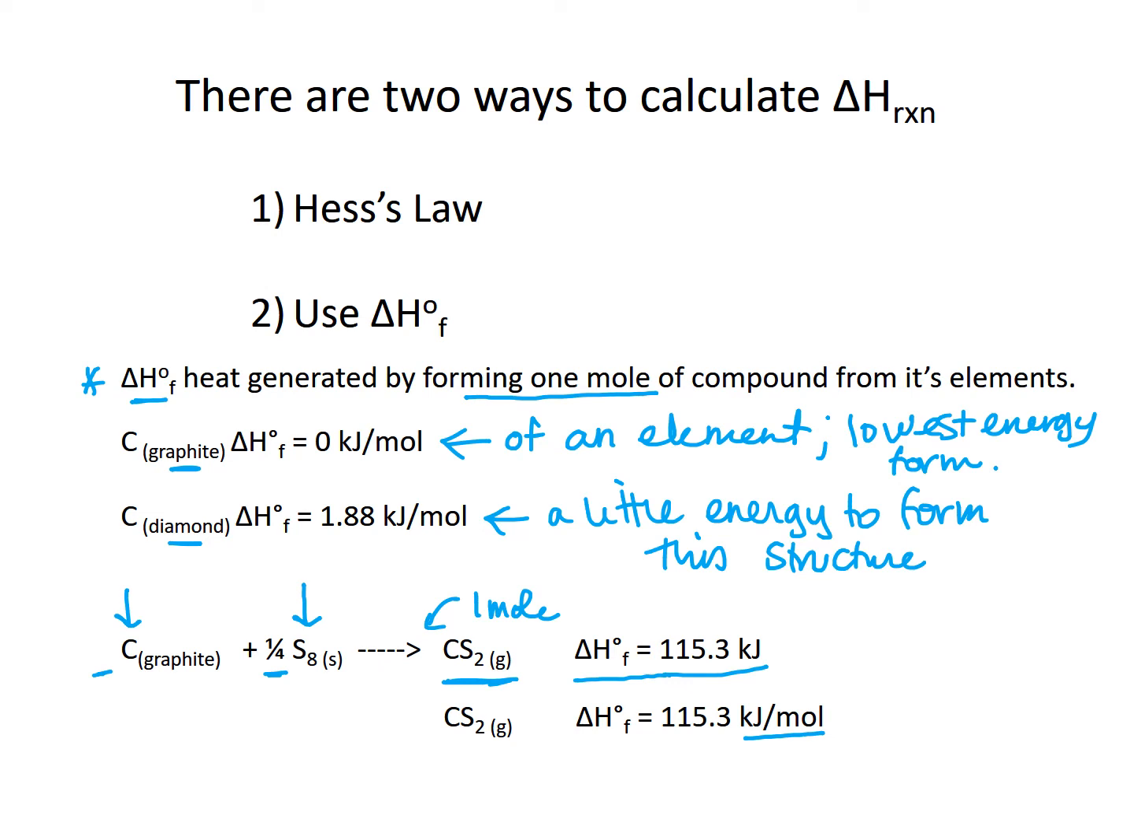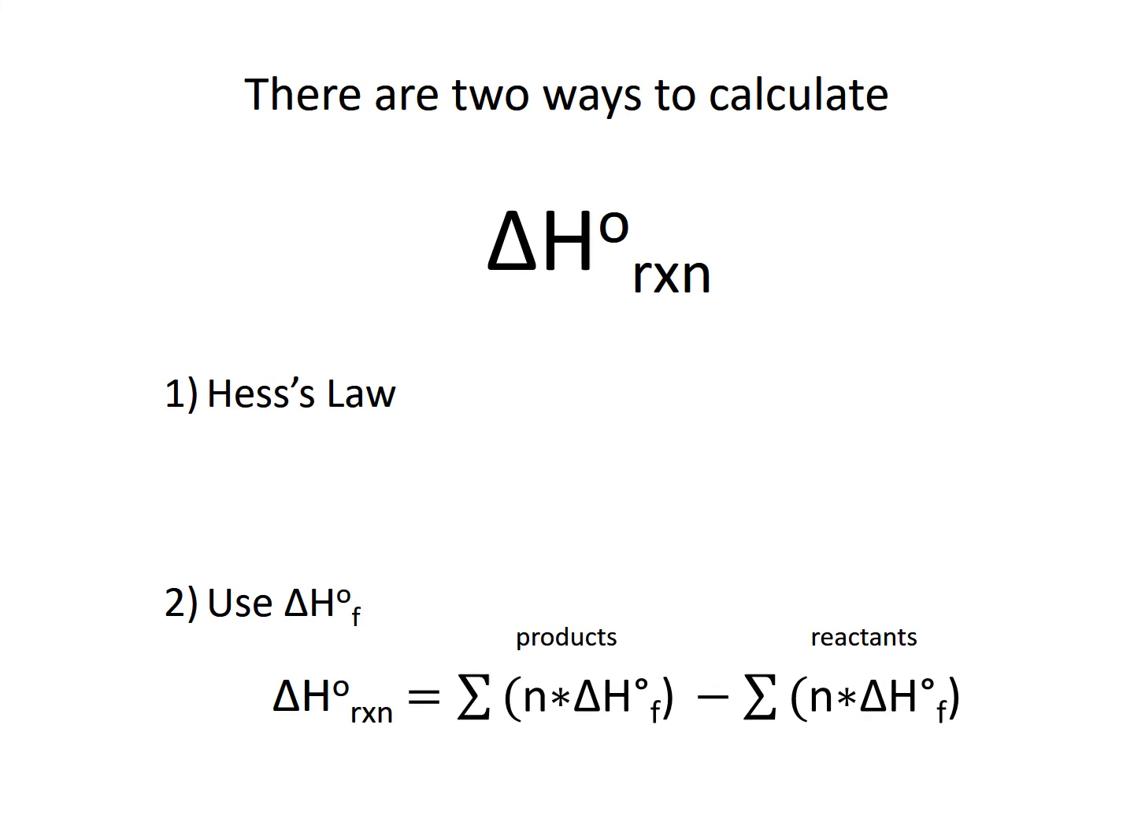Okay, so let's do an example where we're finding delta H of the reaction from delta H of formation. Okay, so to do this, we are going to use this equation, right? So we have delta H, or enthalpy of the reaction, is equal to the sum of n, which is the number of moles, times the delta H of formation of all of the products. Okay, so you have to put all of the products, the number of moles times the delta H. We're going to add all of those together.